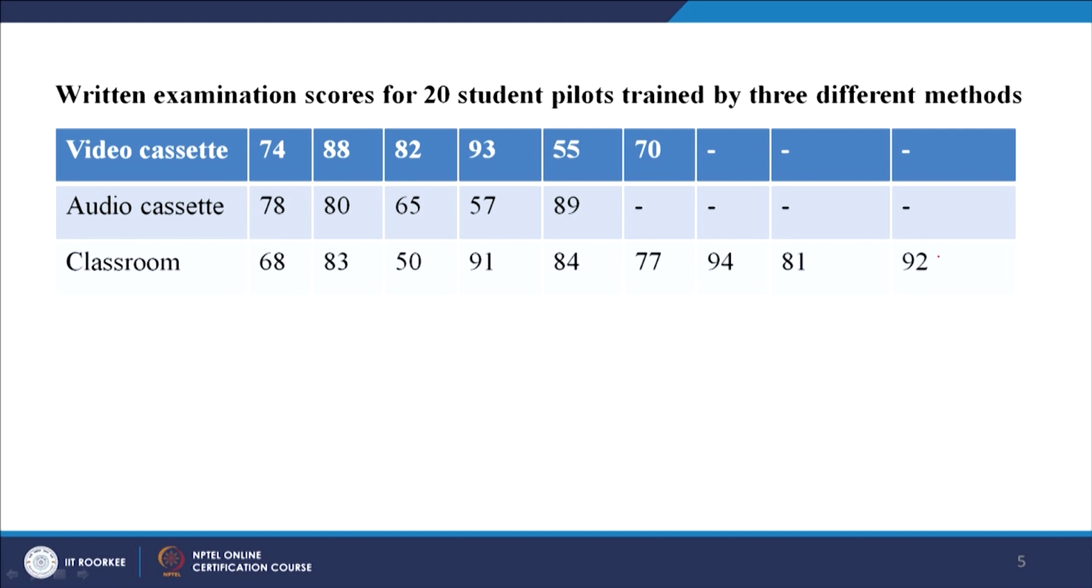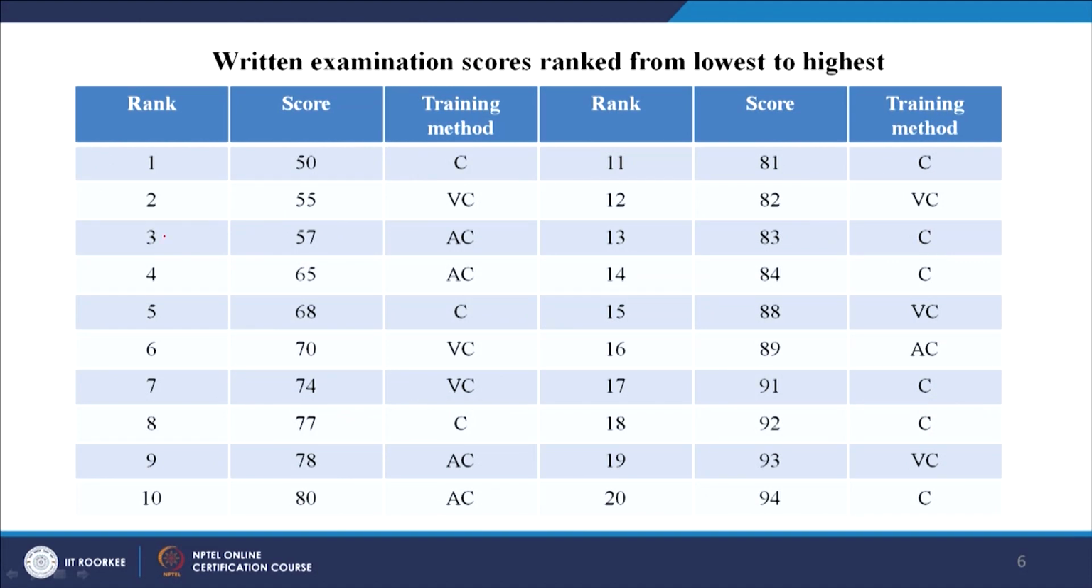Now, the question is whether there is a difference in the score received by the students who followed these 3 different methods. The null hypothesis is saying no at this moment. So, let us check it. How do we do that? First, we do a ranking: 1, 2, 3, 4, 5, 6, 7, 8, 9, 10, 11 up to 20. So, 20 students were there.